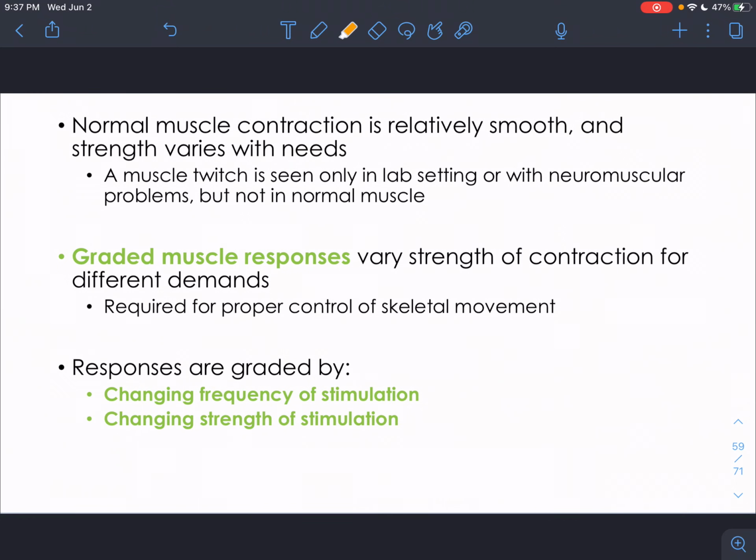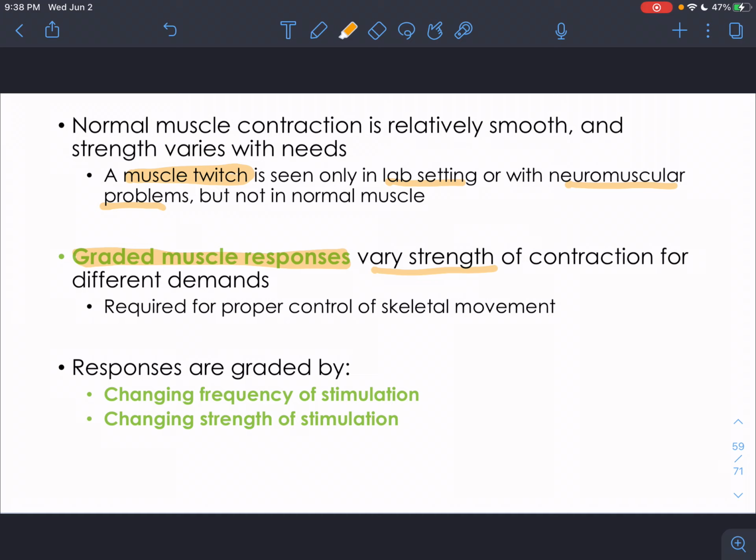Okay. Normal muscle contractions are relatively smooth, and the strength varies with the needs of contraction. Okay, so that muscle twitch that we just looked at in the myogram is only really seen in like a lab setting or in an individual if they have some neuromuscular problems, but you're not going to see it in a normal muscle. You're not going to see just one single twitch and the muscle going back to normal. You're going to see different graded muscle responses.